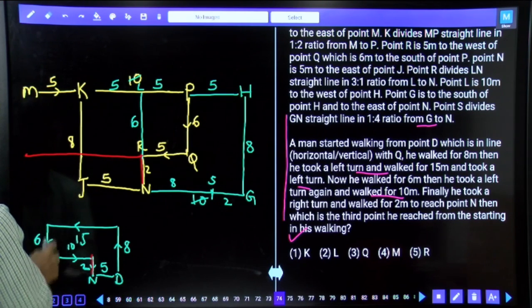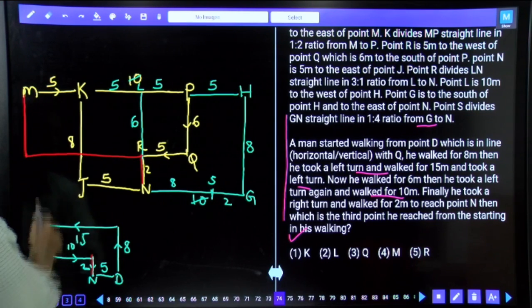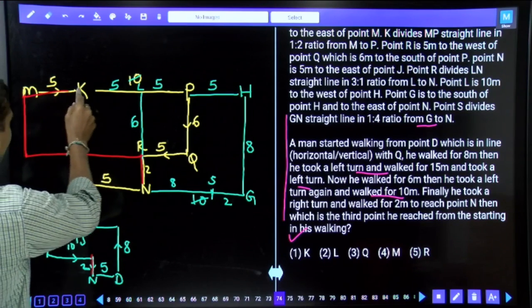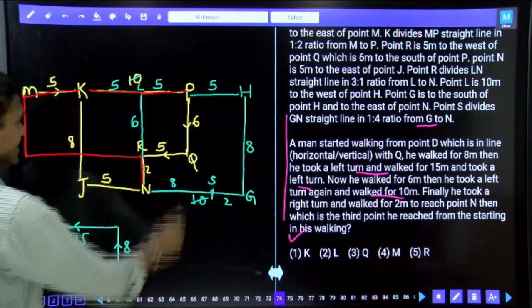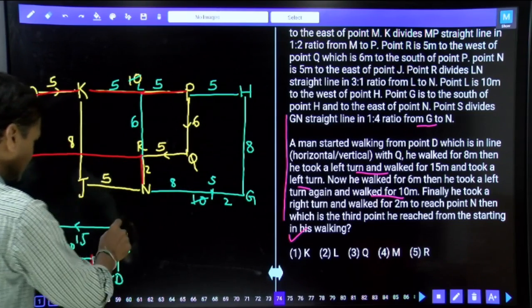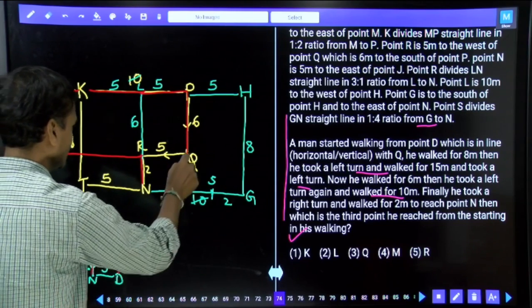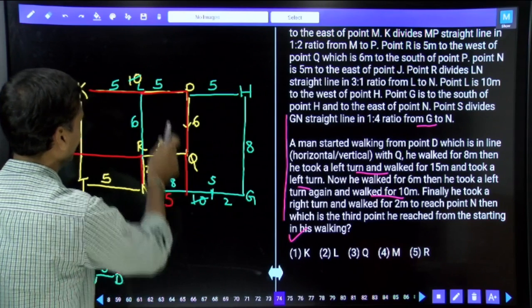Then after 10 meters, again 6 meters. 6 meters means now this person has reached this M, isn't it? Because the distance is only 6. Then 15 meters. Now 5 plus 5, 10. 10 plus 5, 15. Now he is at P. Then from here, this person has turned 8 meters. 8 meters from here, this is 6 and this is 2. 6 plus 2, 8. Then what is the distance he has covered? This person has covered 5 meters.